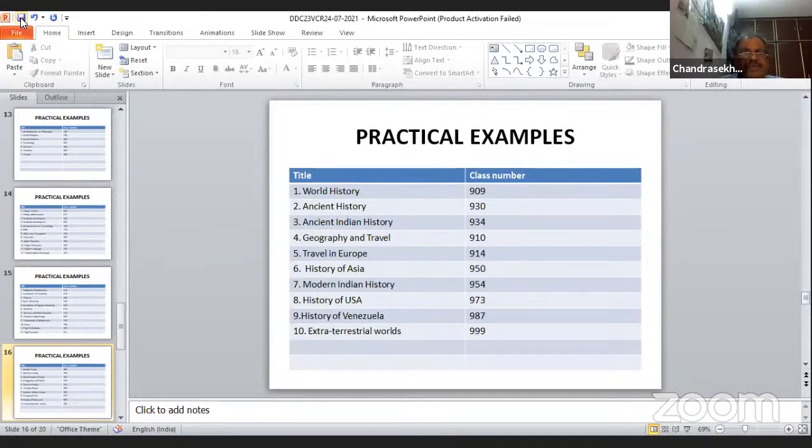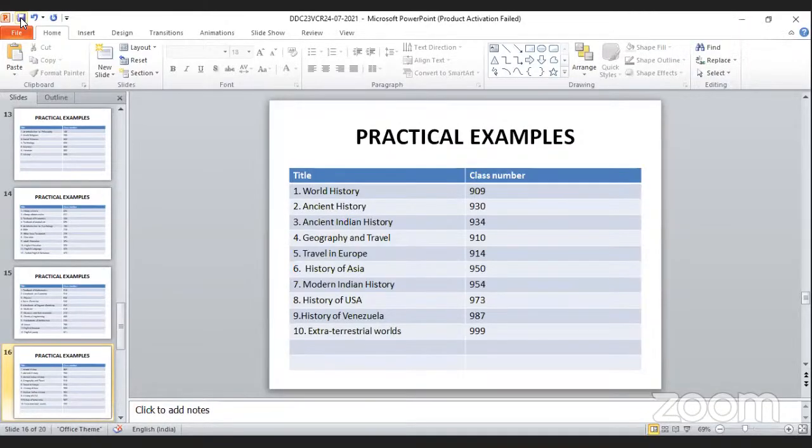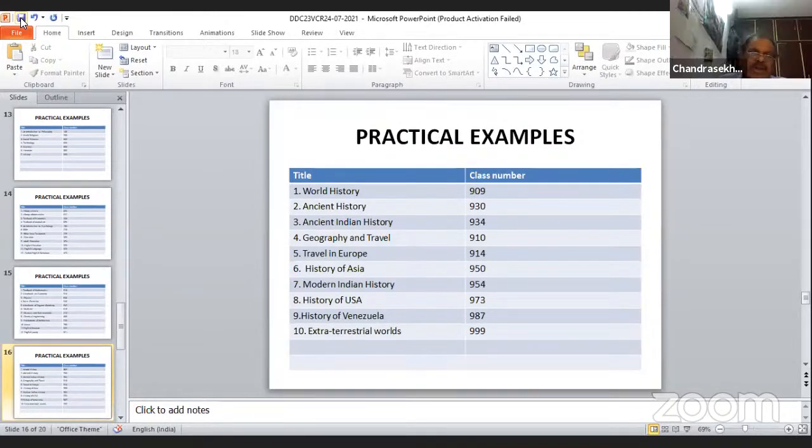Then history of USA, history of North America: 970 is history of North America, 970 is USA.